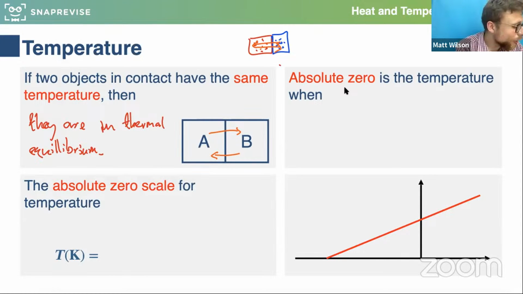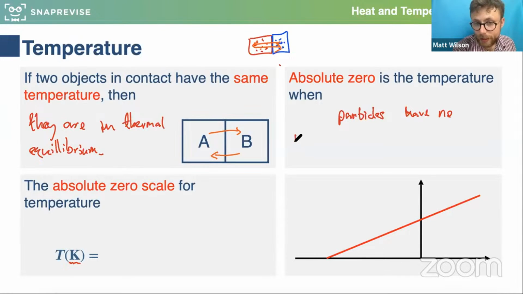So let's start by introducing the notion of absolute zero. So absolute zero is like the lowest possible temperature you could ever have. And we're going to call that lowest possible temperature zero, and it will be 0 kelvins, not 0 degrees. Okay, so absolute zero is the temperature when particles have no kinetic energy.